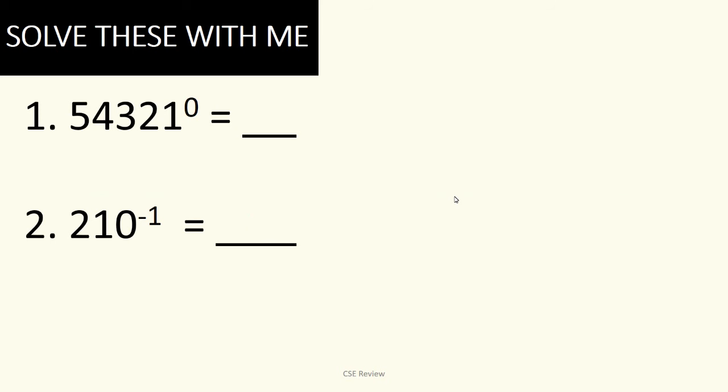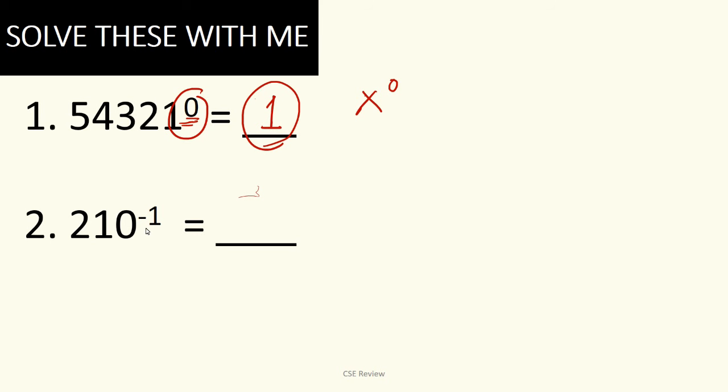Okay? So dito tayo. Solve these with me. Number 1, 5, 4, 3, 2, 1, raised to 0. Ngayon. Yang 0 na yan, what you have to remember is that any number, pag ni-raise mo siya sa 0, pag ang exponent niya is 0, kahit x pa yan, raised to 0, it's always going to be 1. The answer will always be 1. It doesn't matter whether a number is big or small, anything raised to 0 becomes 1. Okay? That's just something that you have to remember.